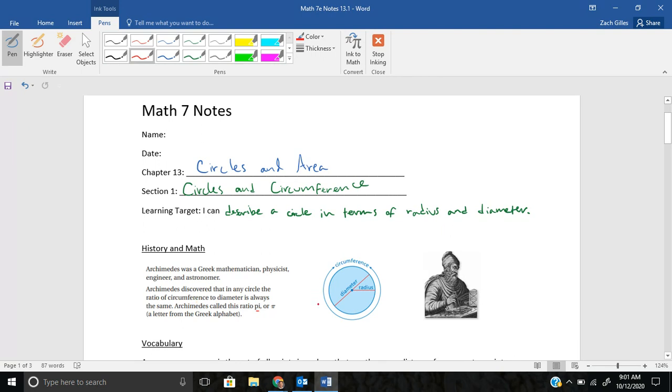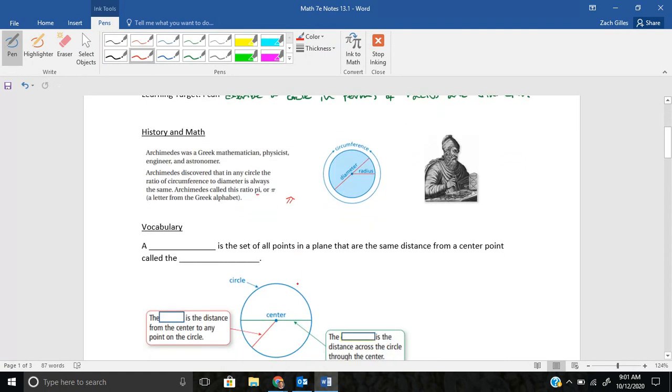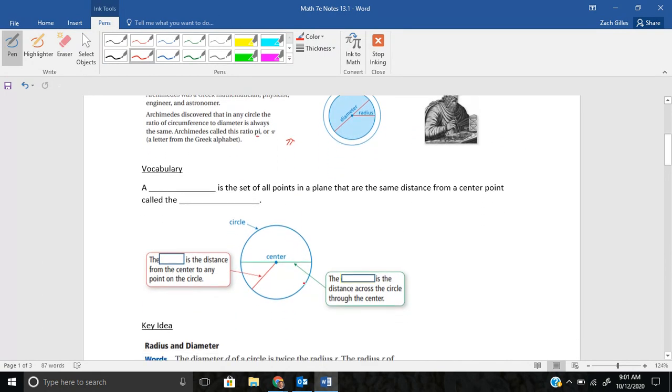Your circumference of a circle is the distance around it, and the diameter is the distance across the circle. And that ratio between circumference and diameter is always the same. And he gave that a number. He called it pi, the symbol for pi, which comes from a letter from the Greek alphabet. So that's a little bit of the history behind it. Let's look at a little bit of the vocabulary.